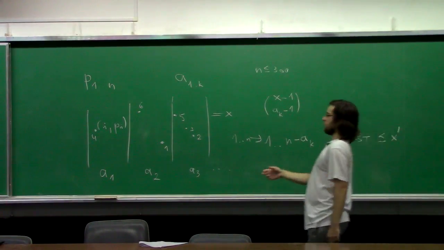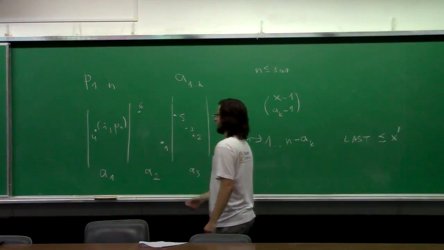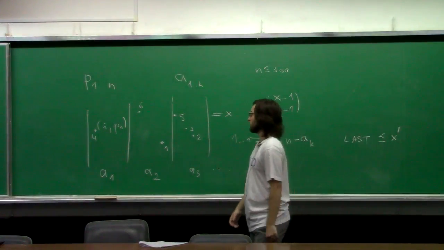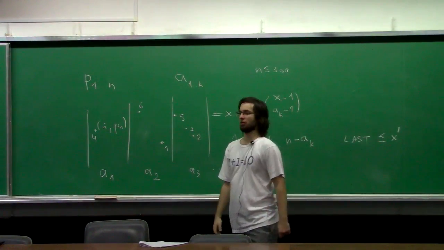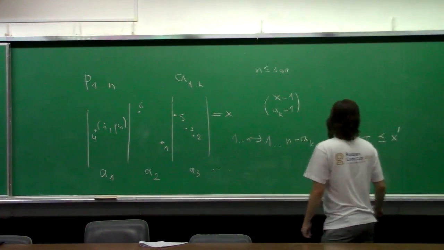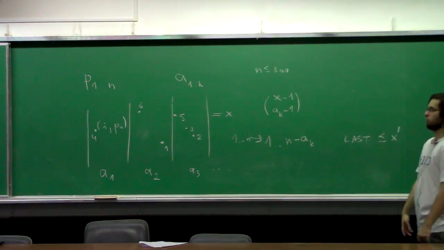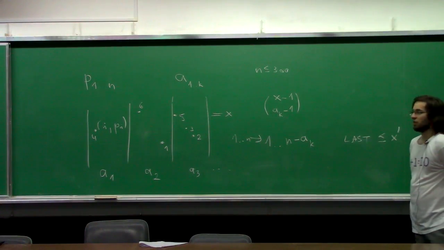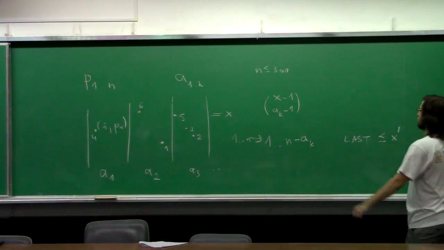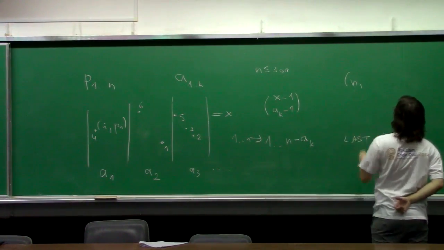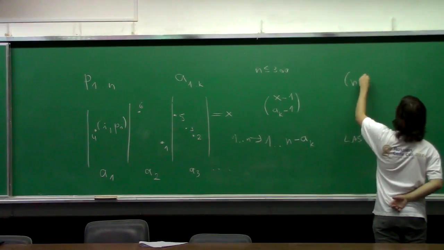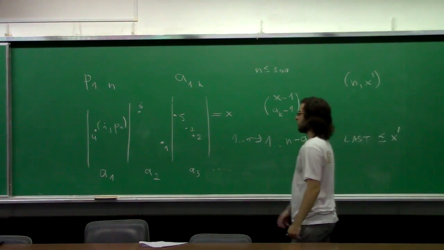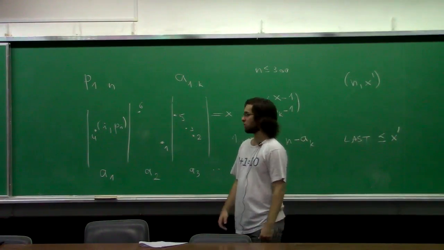And we know that the last number of this renumbered permutation must be less than or equal to x prime, if before the renumbering it had to be less than or equal to x minus 1. And this tells us that the states of our dynamic programming should be n and this x prime, or the largest possible number that could appear at the end of a permutation.